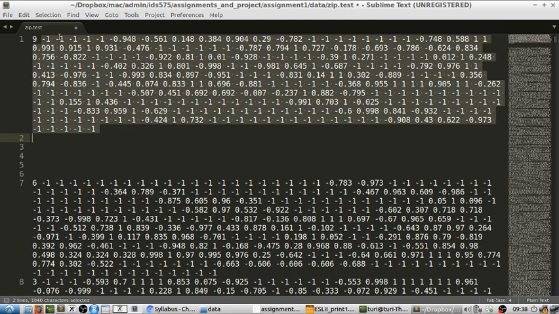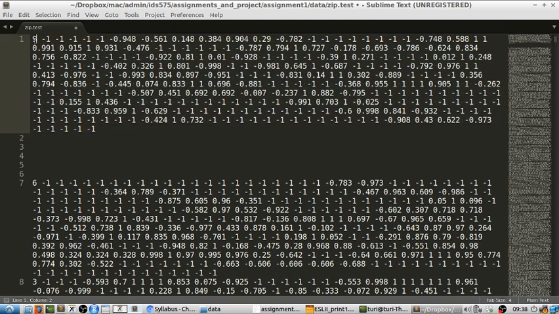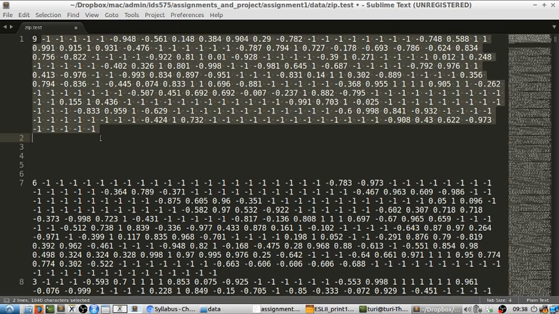The test data and the training data are exactly the same format. The first number corresponds to the digit, and the remaining 16 times 16 numbers correspond to the pixel entries, which are normalized between minus 1 and 1.